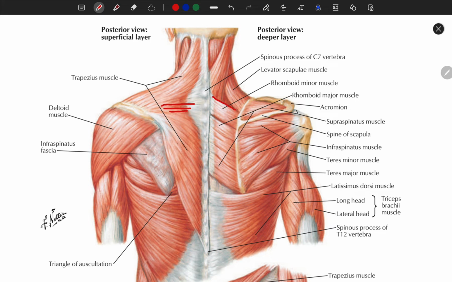Whereas the horizontal fibers of the trapezius muscle, that is these fibers, as well as the rhomboid minor muscle and the rhomboid major muscle, this is a rhomboid minor muscle as well as a rhomboid major muscle. These two muscles are deep to the trapezius, that means only when the trapezius is reflected can we see those muscles. It will actually help in the retraction of the scapula.